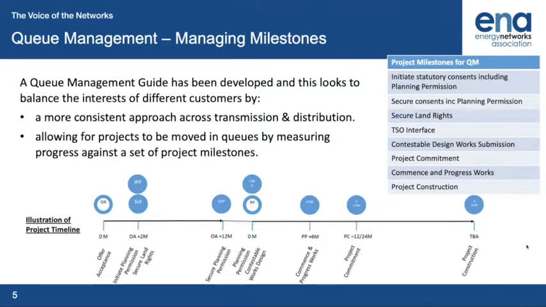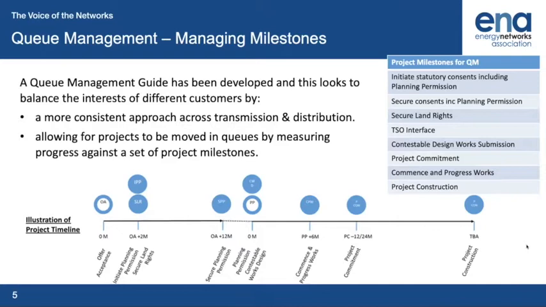So reducing any differences in approaches as much as we can. And as indicated previously, allowing for projects to be moved in the queues by measuring progress against a set of milestones. So as I say, the milestones exist now, and what we did was we reviewed them, and we added a milestone, and the user guide indicates in the main body of the text a brief summary of the milestones, indicates which one's the new one, and then they're also covered off in a bit more detail in the appendix.